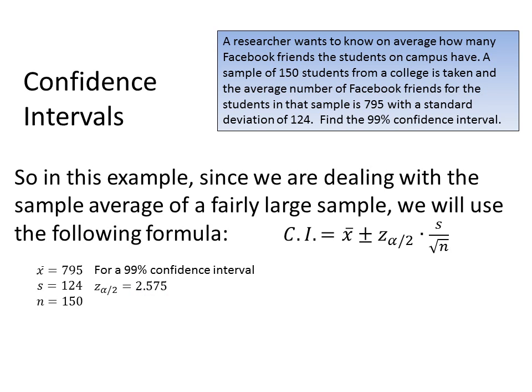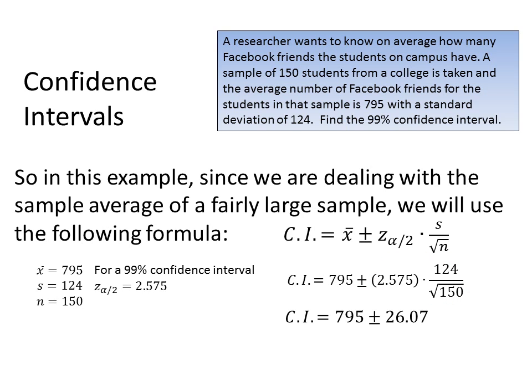So now we have all the values that we need in order to build our confidence interval. So plugging in those values in the appropriate place and then working this out, what I like to do is usually to multiply all of these numbers on the right to give us our margin of error. We would get that our confidence interval is 795 plus or minus 26.07. If we wanted to write this as an interval, we would simply subtract 26.07 from 795, which would give us 768.93, and then add that same value to 795, which would give us 821.07.